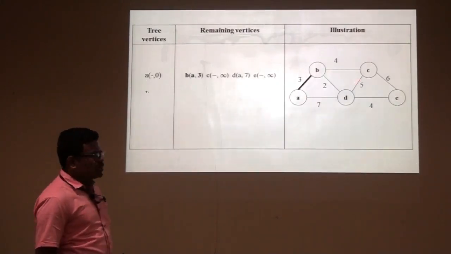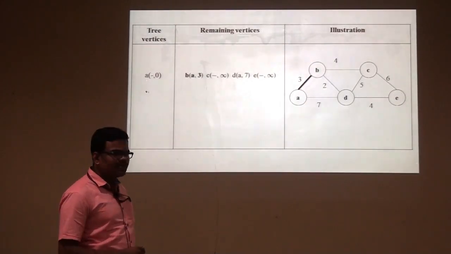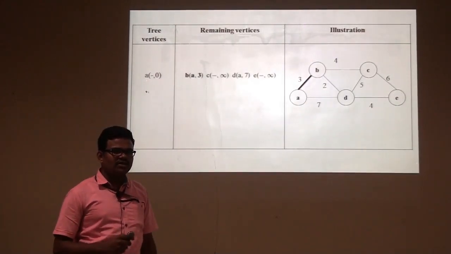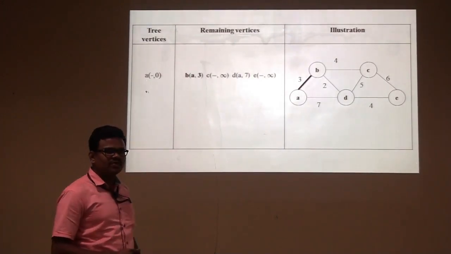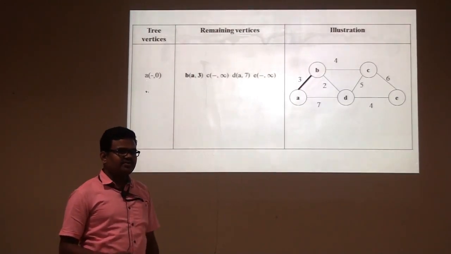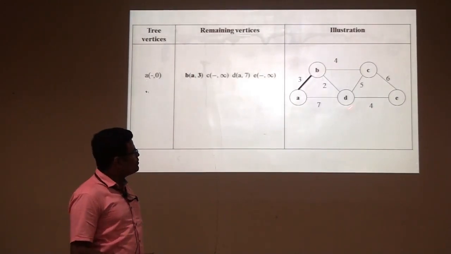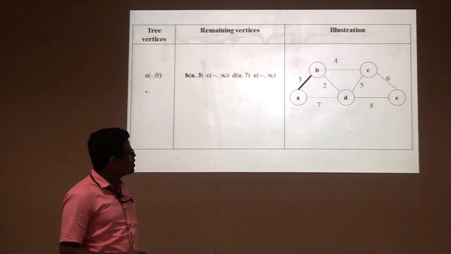Here our starting node is A. From A we are going to visit all the nodes. That is our target. When we are visiting all the nodes, we should make sure the graph does not form a cycle.